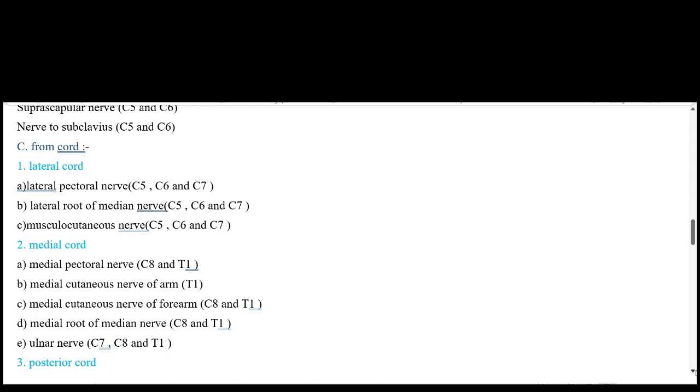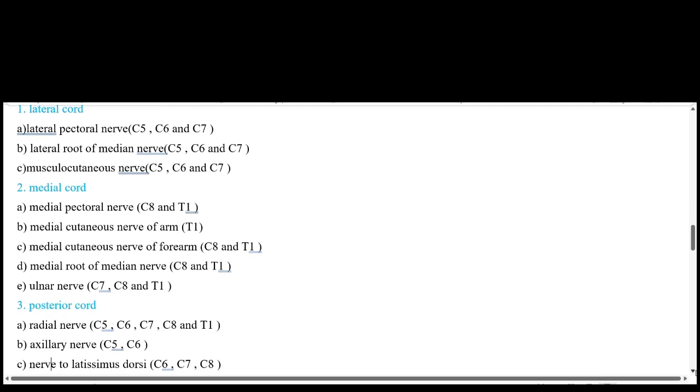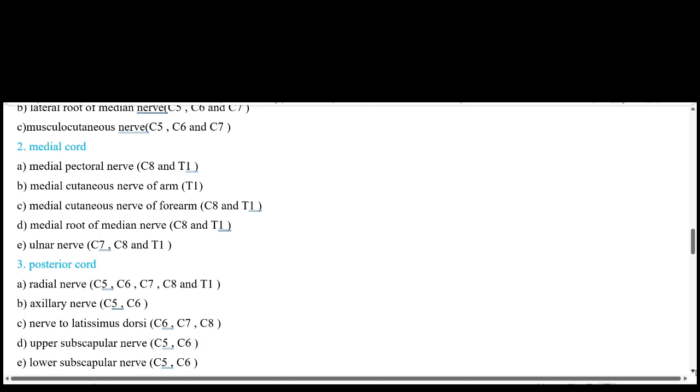So firstly we see the lateral cord. The lateral cord gives the lateral pectoral nerve, the lateral root of the median nerve, and one more branch, which is called the musculocutaneous nerve. Okay, next we move on to the medial cord. Medial pectoral nerve, medial cutaneous nerve of arm, medial cutaneous nerve of forearm, medial root of median nerve. All the four, MMMM, and the ulnar nerve. You can easily revise if you are focused, then you can easily remember all these branch names.